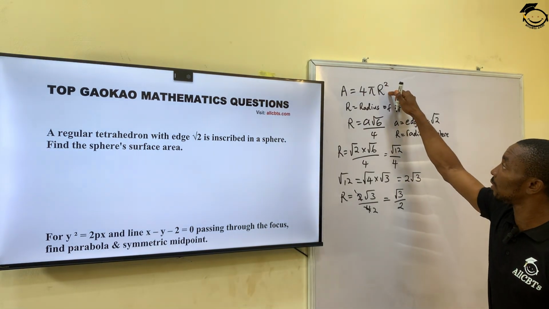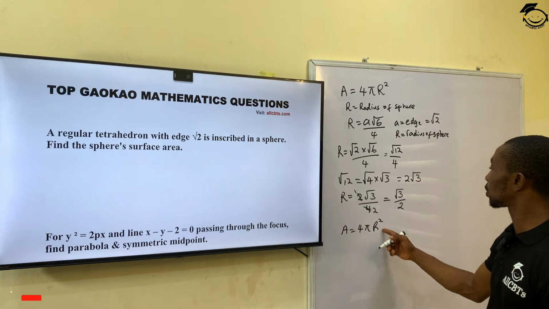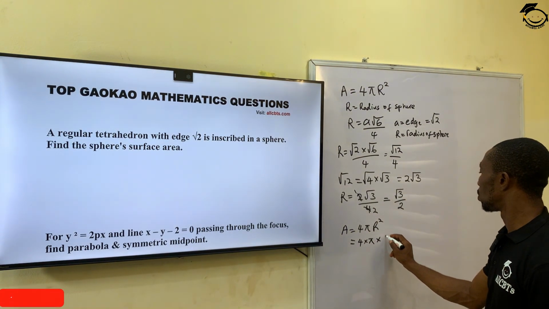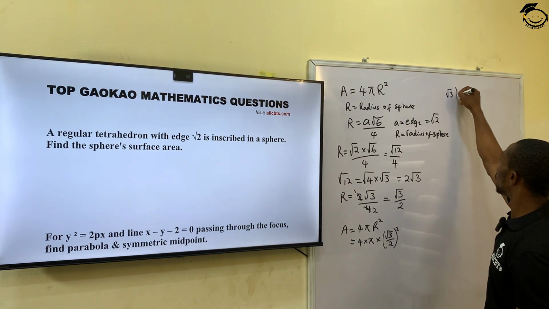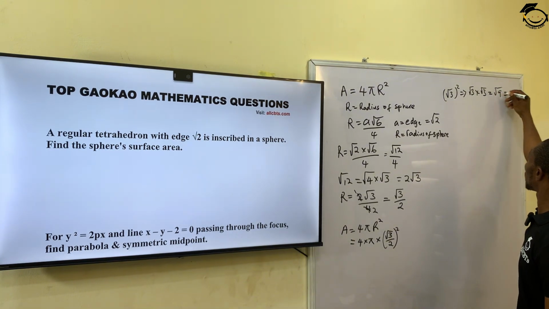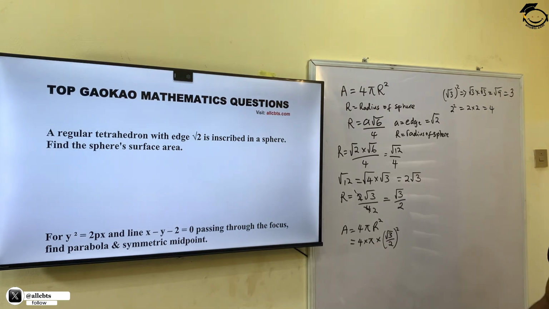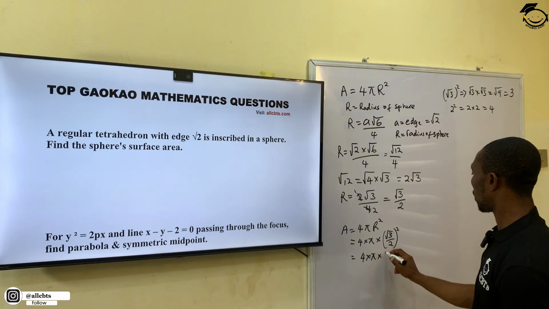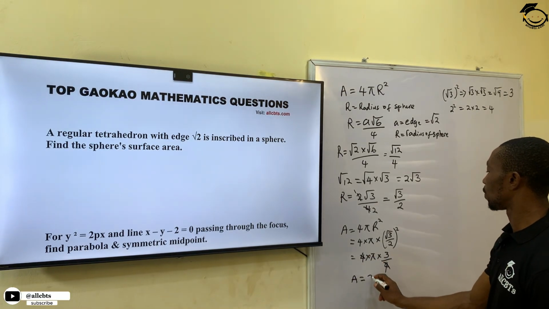Now back into our formula, area equals 4 pi r squared. Inputting r as root 3 over 2, we have 4 times pi times root 3 over 2, all squared. The square of root 3 is root 3 times root 3, which gives root 9, and root of 9 is 3. And 2 squared is 2 times 2, which gives 4. So this becomes 4 times pi times 3 all over 4. Now 4 cancels 4, so the area of the sphere becomes 3 pi.